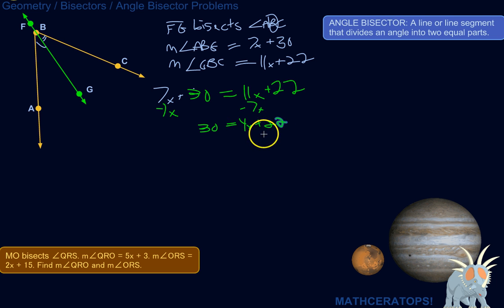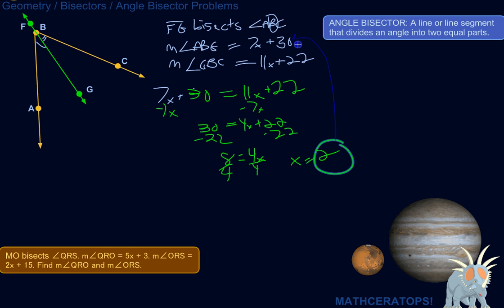Now we want to get x by itself, so let's move that 22 over. 30 minus 22 is 8. And on this side of the equation, all we have left is 4x. Now we just divide by 4 to get x by itself. 8 divided by 4 is 2. So x equals 2. That's x. That's not the measurement of one of these angles. So let's use that information to figure out the measurement.